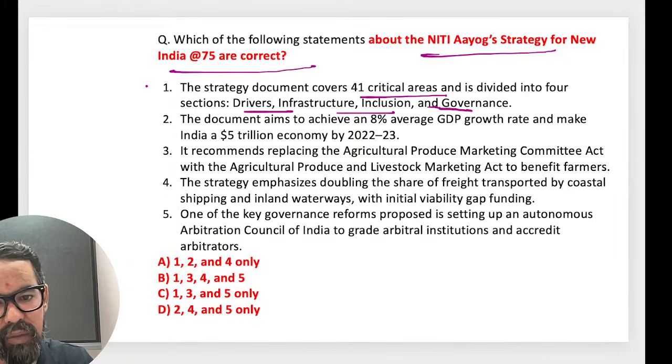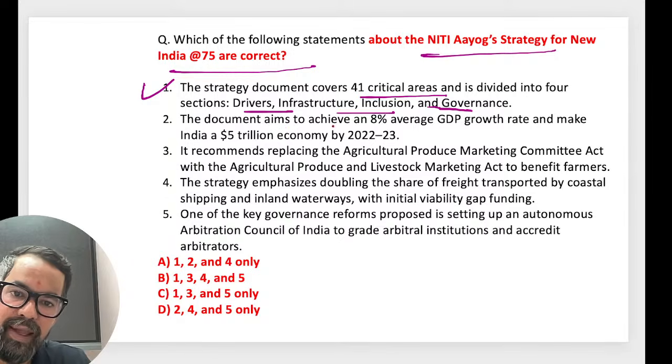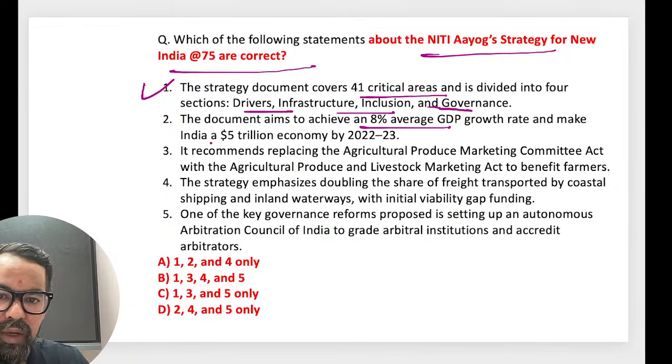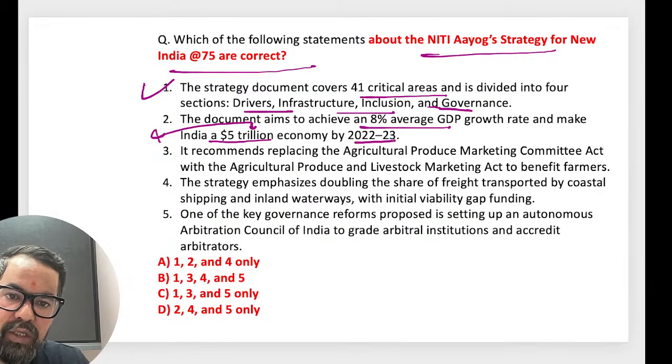The first statement is true. The document aimed to achieve 8% average growth rate, and India आपका कितना 5 ट्रिलियन नहीं, कितना है 4 ट्रिलियन है ना, we have 4 ट्रिलियन टारगेट by 2022-23, right. So 4 ट्रिलियन टारगेट, that make this statement wrong.